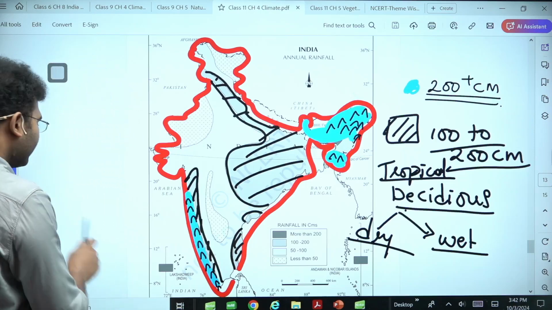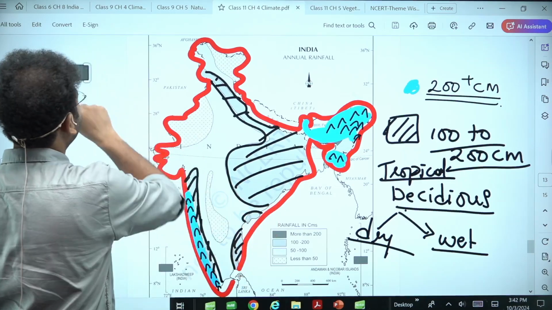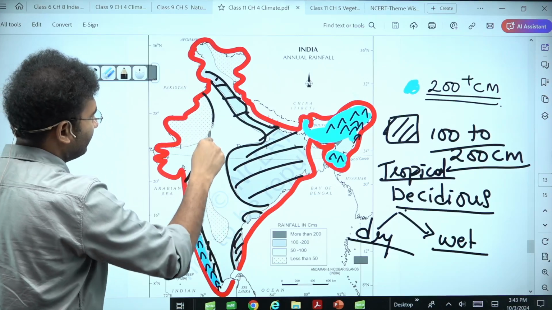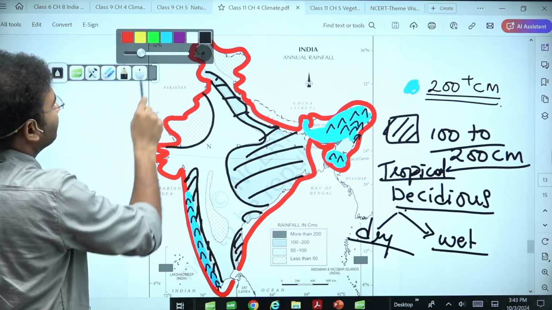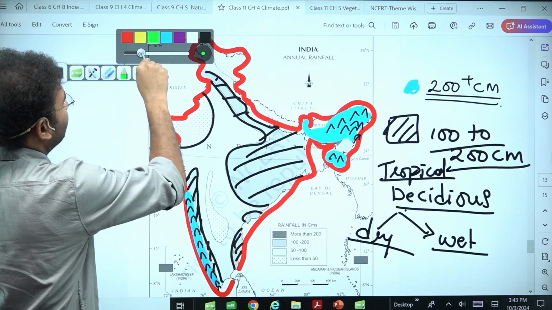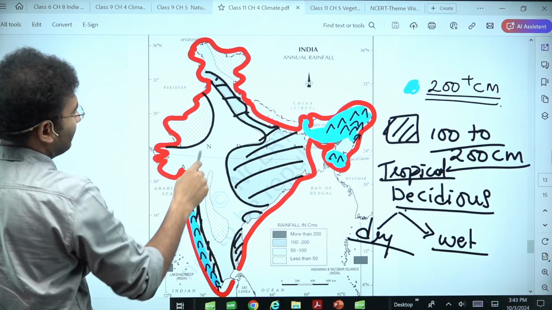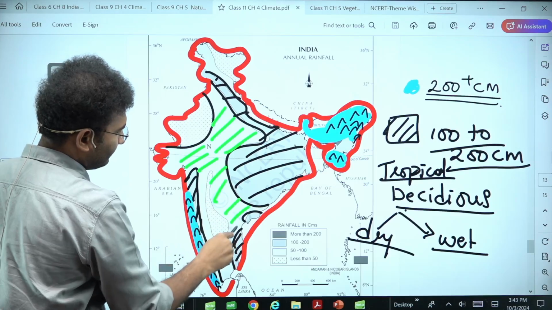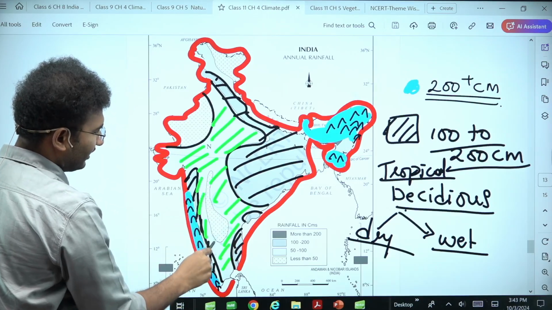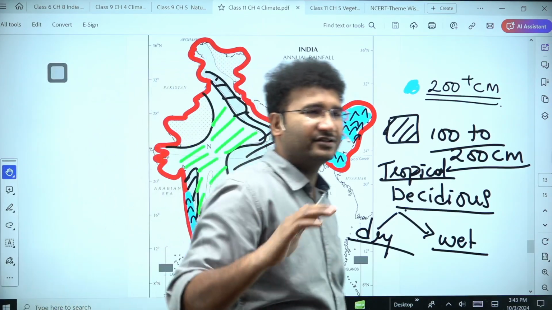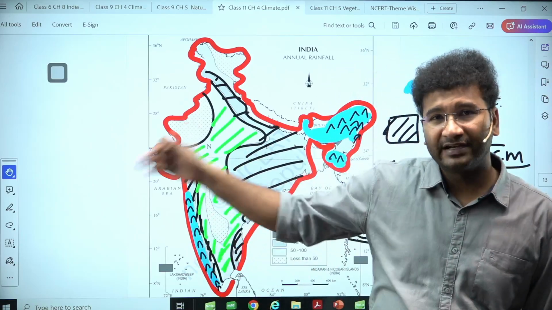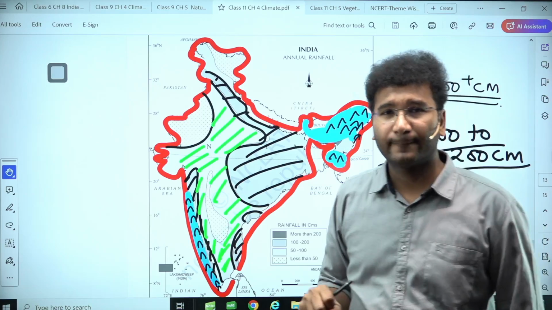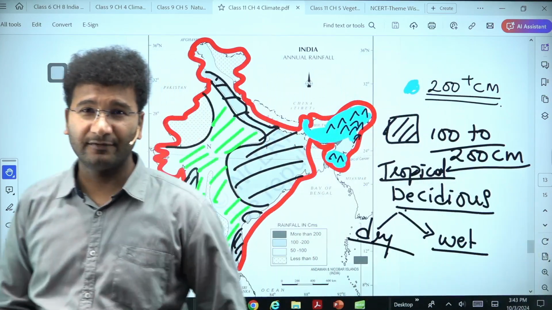Now the next area which you will get to see here is the area of 50 to 100. This particular area is where you are going to see the rainfall as 50 to 100 centimeters. That means, can I say that this is 50 to 100 centimeters of rainfall? In 50 to 100 centimeters of rainfall, the vegetation is neither wet deciduous, it is going to be completely dry deciduous, and you will get to see seasonal droughts here, right?